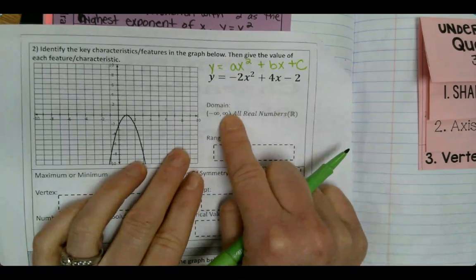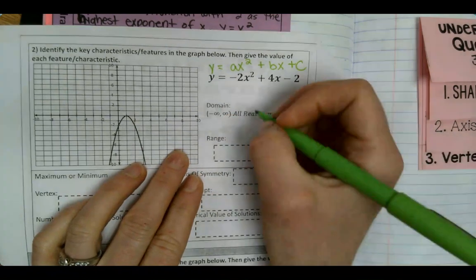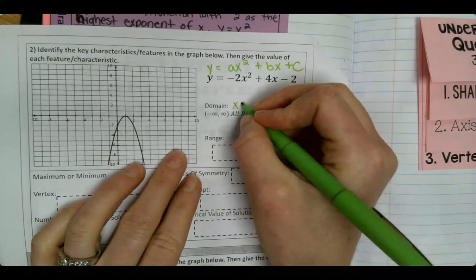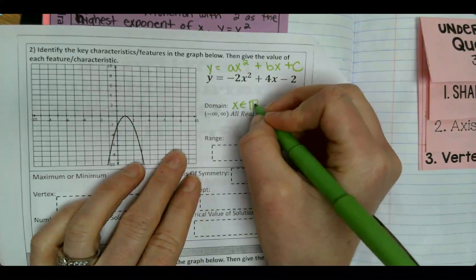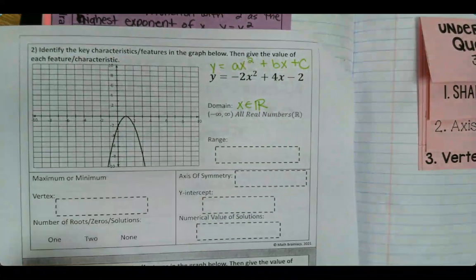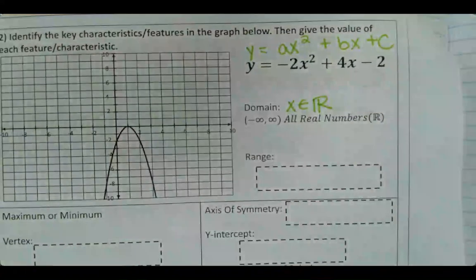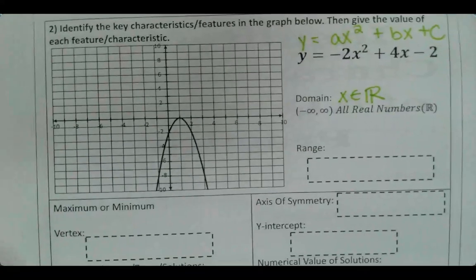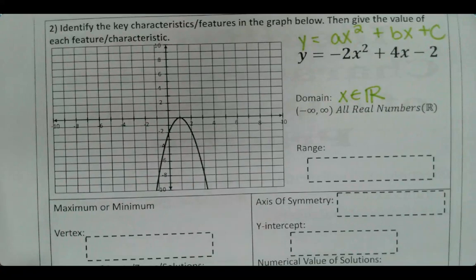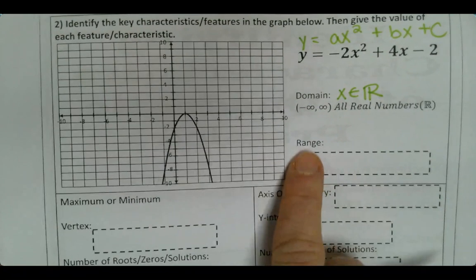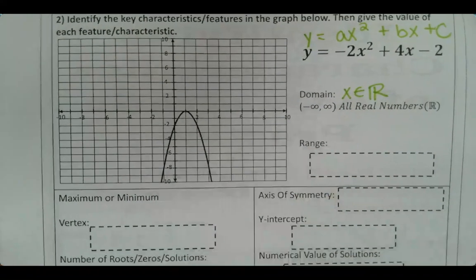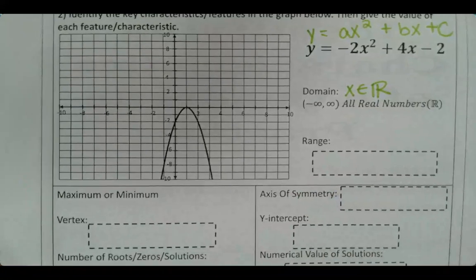Okay, the domain, it's going to go left and right to infinity. So it's x is all real numbers. So go ahead and use the symbolic representation. X is an element of all real numbers. And we're going to go through each one of these, not in any particular order, more of things that we can find first. I don't do the range first. I wait until I get a few more things to come back to the range.